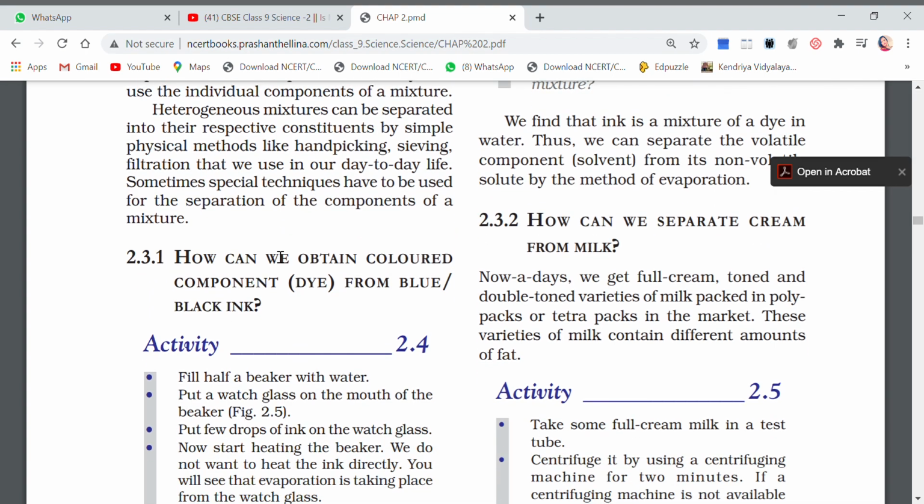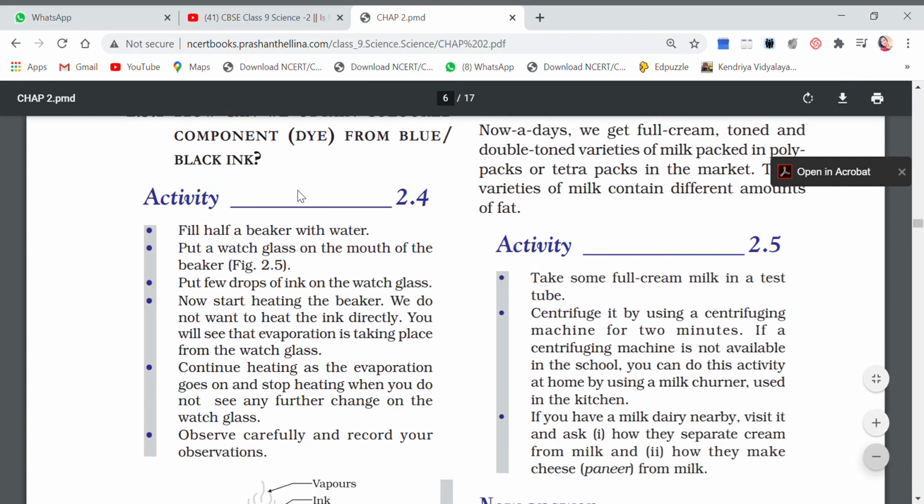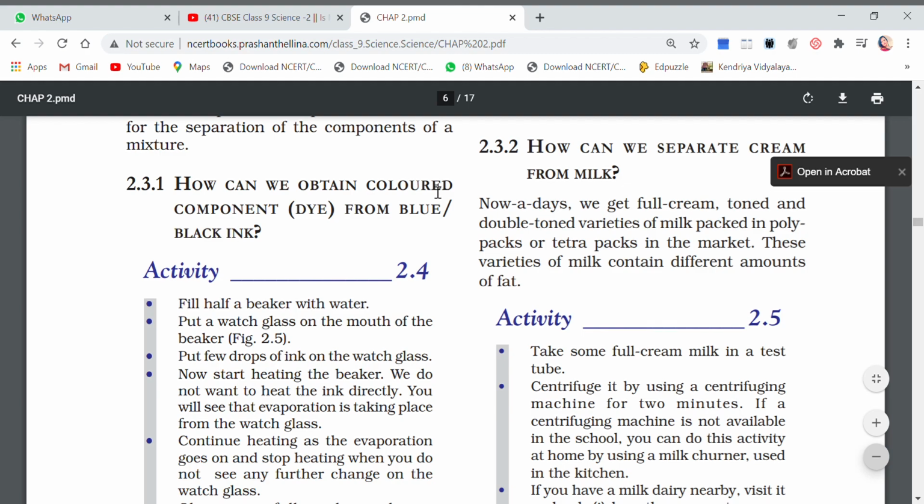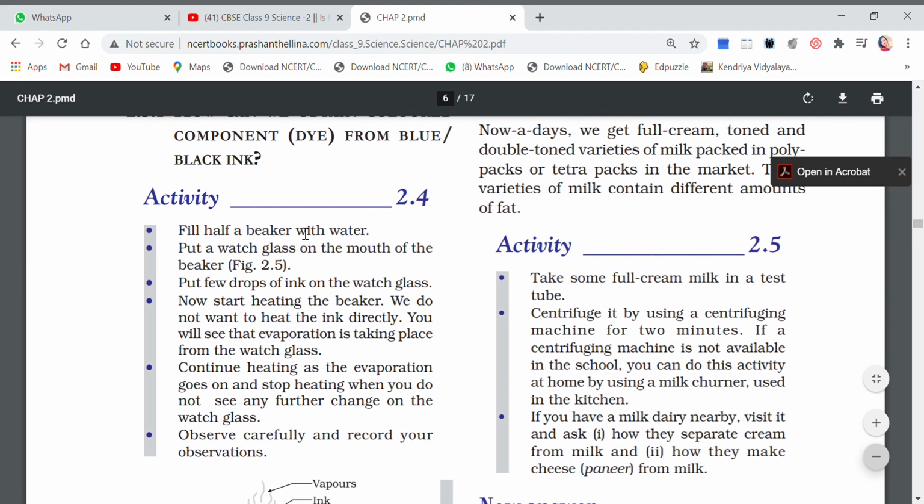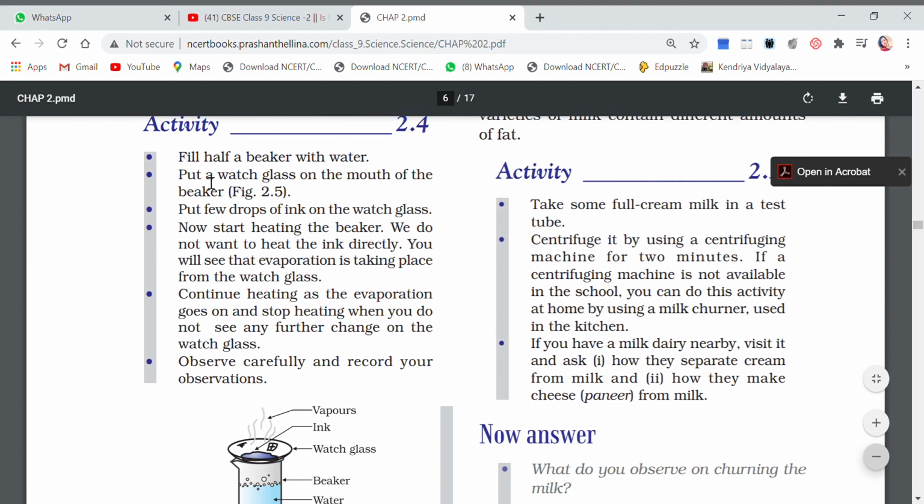So let's see few techniques here, children. How can we obtain colored component from blue or black ink? This is very important. So please pay attention. Now, do you know the ink? Okay, the dye or the ink which you think is either blue or black. Now, how will you separate that dye from blue or black ink? Let me show you. There is an experiment here.